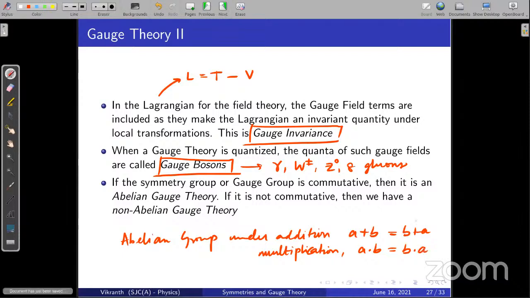The multiplication is commutative, right? So wherever this commutativity holds, we call that group an abelian group. And if my gauge theory is made up of abelian groups, then I call it an abelian gauge theory. So in this gauge theory, the commutative law holds. That's basically it. And if it doesn't, then you call it a non-abelian gauge theory. That's as simple as that.